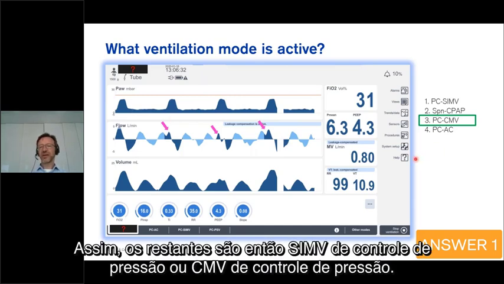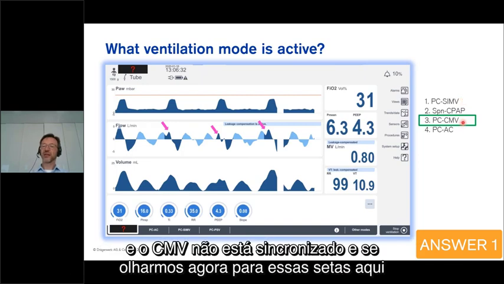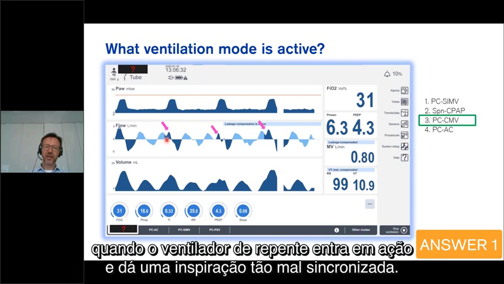The remaining are then pressure-controlled CMV or pressure-controlled SIMV. The difference between these two choices is simply that SIMV is triggered, synchronized, and CMV is unsynchronized. If we look at these arrows, here an inspiration has started, and here the patient is already at the end of an inspiration when the ventilator suddenly kicks in and gives an inspiration. So not well synchronized.